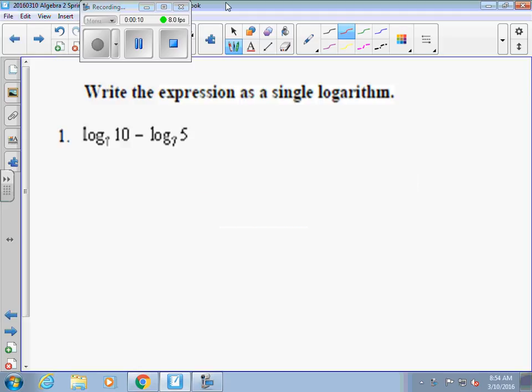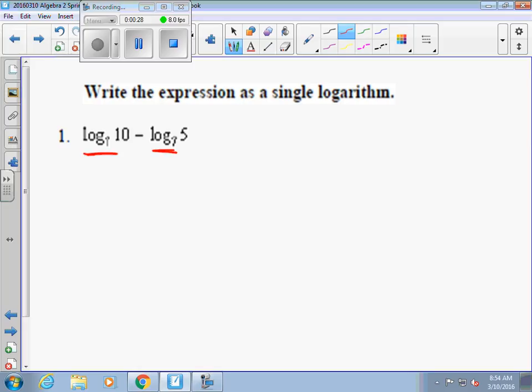Number 1 says to write an expression as a single logarithm. The directions could also say condense this logarithm. Remember, when you have the same base, like log base 7 of these, and I know it seems like it's been a long time since we did this, so I put this on here where you guys would remember it.